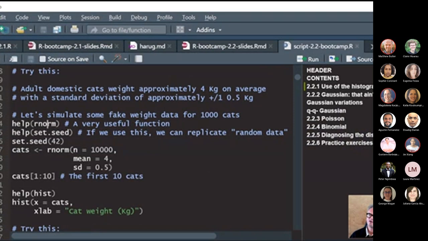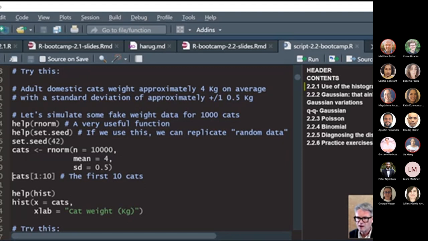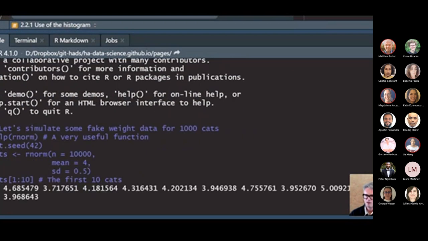And if we just run this to simulate that data, I'll set the seed and simulate the cats data. And then I'm just going to run this, and I'll focus down on the console, and here it comes. So I'm going to run the cats, just the first 10 values. And we can see that we are getting raw values with a high decimal precision. You know, the default, unless you set your R options, is 6 decimals of precision.